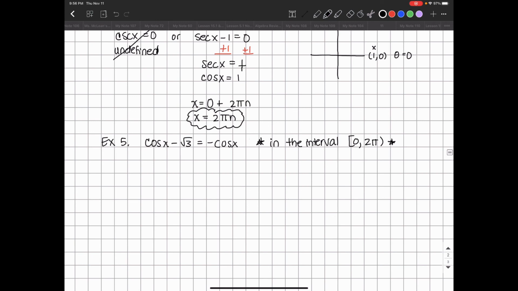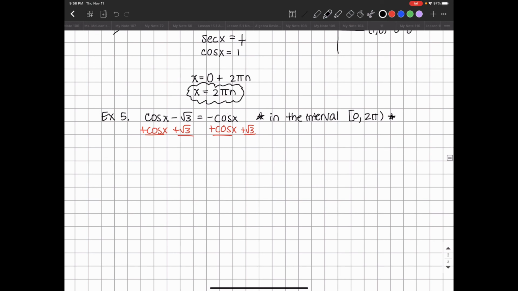So then you have to find just the 1 or 2 places on the unit circle that fit the answer or fit the equation. First thing I'm going to do is add cosine of x on both sides, and I'm also going to add square root of 3 on both sides. That way I get all of my regular numbers on one side and all my trig functions on the other. I'll have on the left-hand side 2 cosine of x. The square roots of 3 cancel each other out. And then on the right-hand side, I have the square root of 3.